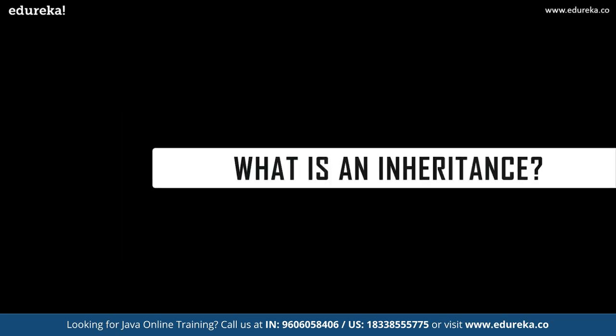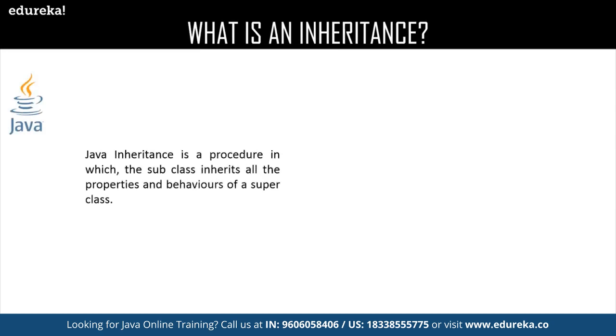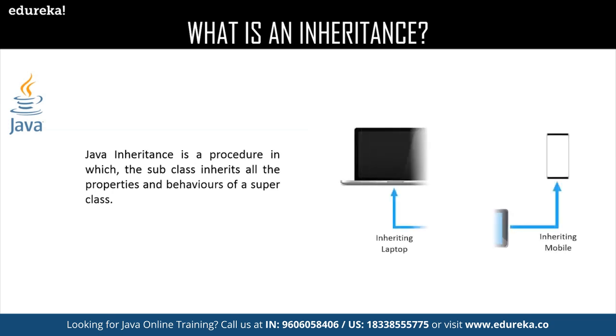Now that you have theoretically understood what the term inheritance means, let us now get into Java inheritance and understand it through an example. Like in any other programming language, Java inheritance is a procedure where the child class inherits all the methods and properties of the parent class. As you can see, the tablet here is inheriting the properties from both laptop and mobile phone. This was a pictorial example. Let us see a practical example through code.